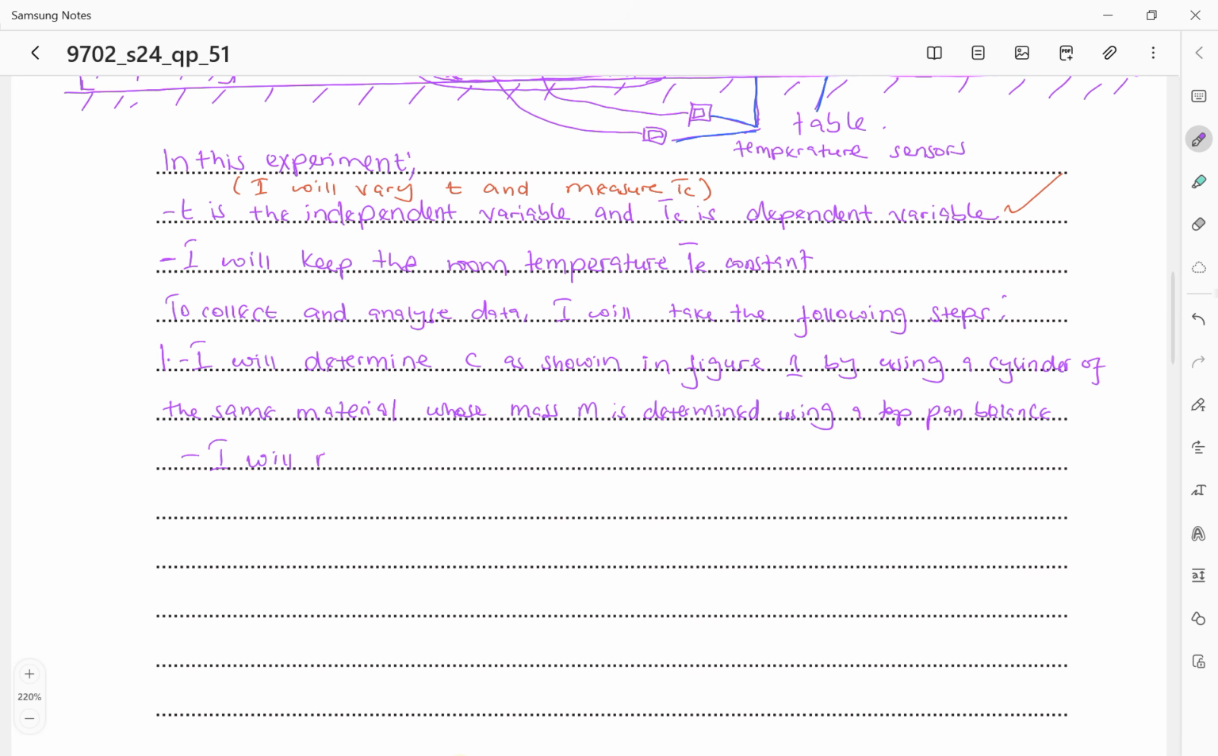So I will record the initial temperature of the cylinder, turn on the heater, and record the final temperature of the cylinder after a time T, measured using a stopwatch.